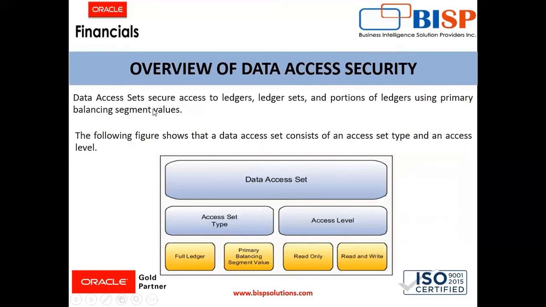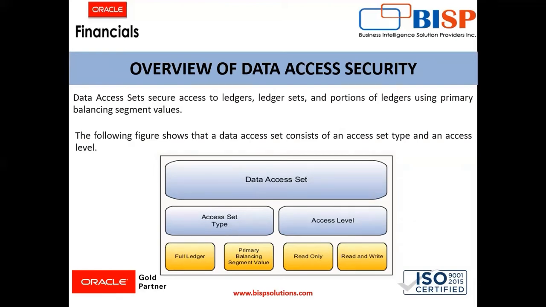Data access sets secure access to ledgers, ledger sets, and portions of ledgers using the primary balancing segment values. There is a figure which shows what a data access set contains: the access set type, which means full ledger and the primary balancing segment value. Within the data access set, we can set the access set type. If we are providing access to the full ledger, all the balancing segments which are available in a primary ledger will be available for the use of that user.